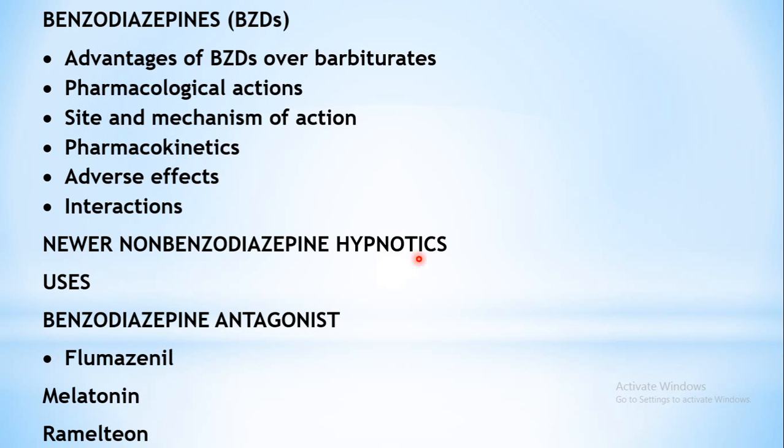The next class is the newer non-benzodiazepine hypnotics. This is the recent class which is introduced, and it clearly mentions that these are not similar to benzodiazepines. These non-benzodiazepine hypnotics were recently introduced and are quite widely used. Next we are going to cover the uses of sedative-hypnotics, after which we are going into the benzodiazepine antagonist, that is flumazenil. And lastly, there are two small points, that is recently introduced drugs known as melatonin and ramelteon.